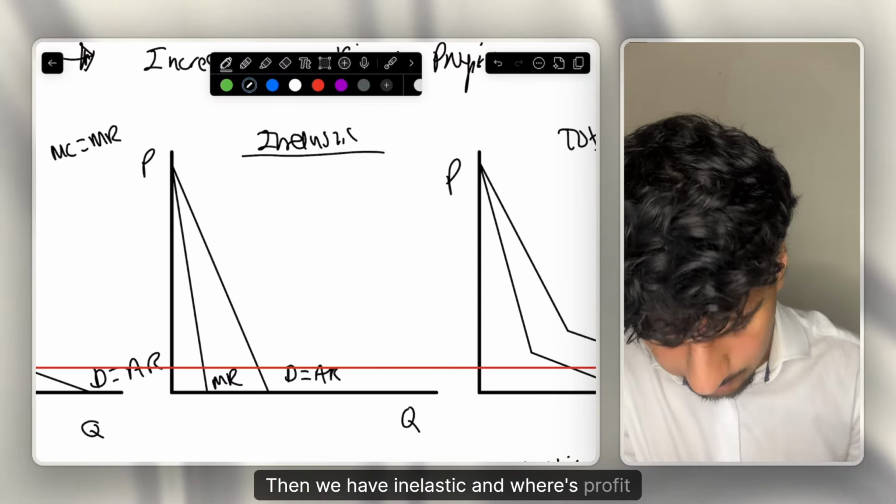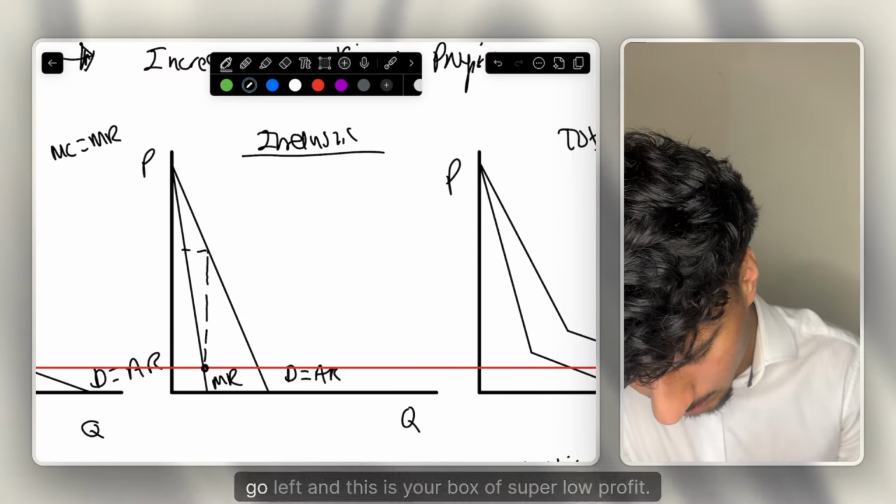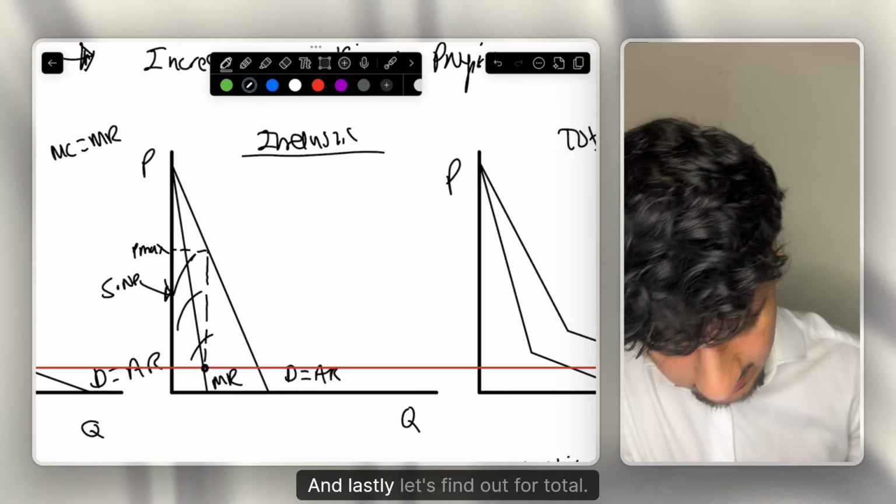Then we have inelastic, and where's profit maximization? At that point there, and of course you follow the same rule: you go up, go left, and this is your box of supernormal profit, and that's your P max price. And lastly, let's find out for total.